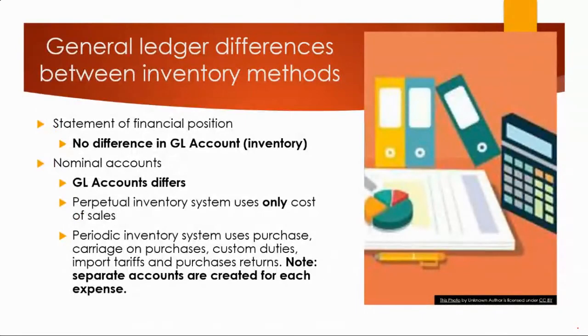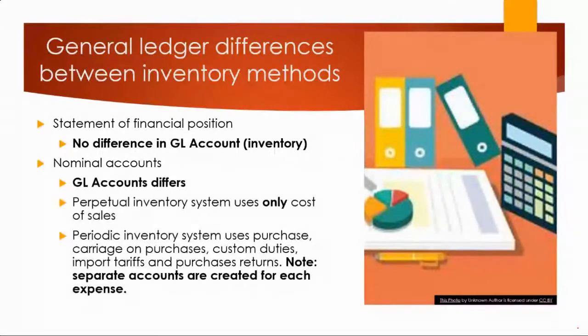Okay, let's quickly talk about what are the main differences in the general ledger between the two inventory methods. So in our statement of financial position, your inventory in the beginning, so your opening balance, there will actually be no difference in your inventory account. But then there will be a difference as we go through the year. On your statement of financial position, which is our balance sheet, the inventory account amount will be exactly the same. If we look at the nominal accounts, so that is our income statement on our trial balance, the general ledger accounts will differ.